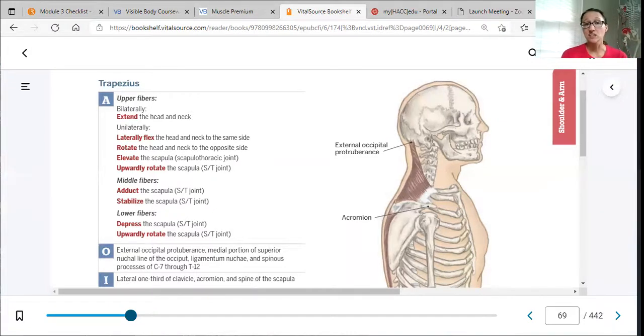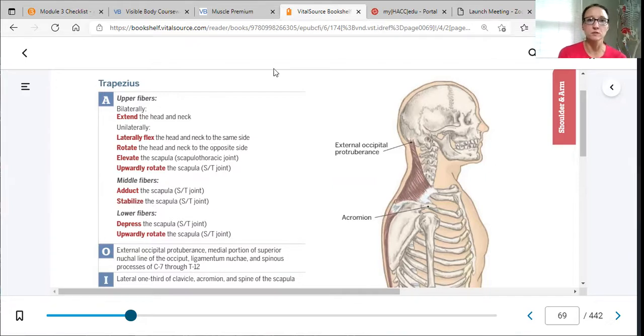So the action really is adduction of the scapula. Adduction of the scapula, remember, is when the scapulas go toward the midline. So it's kind of like when you stick out your chest, your scapulas move toward the midline of the body. They also help stabilize the scapula. And you'll see this sometimes. Stabilization is an action. Stabilization is important when you are doing other actions. So the scapula has to stay where it is while you do other things. That's what stabilizing means, okay?